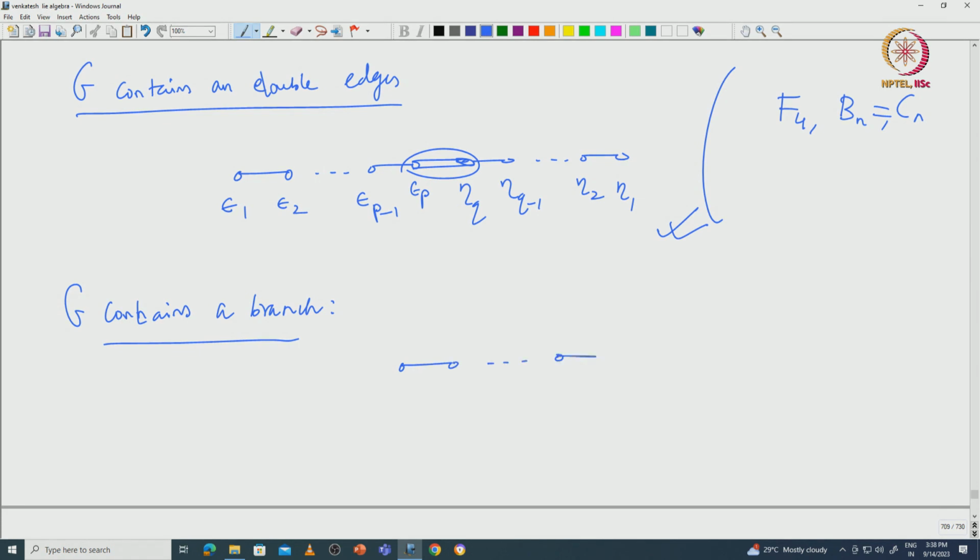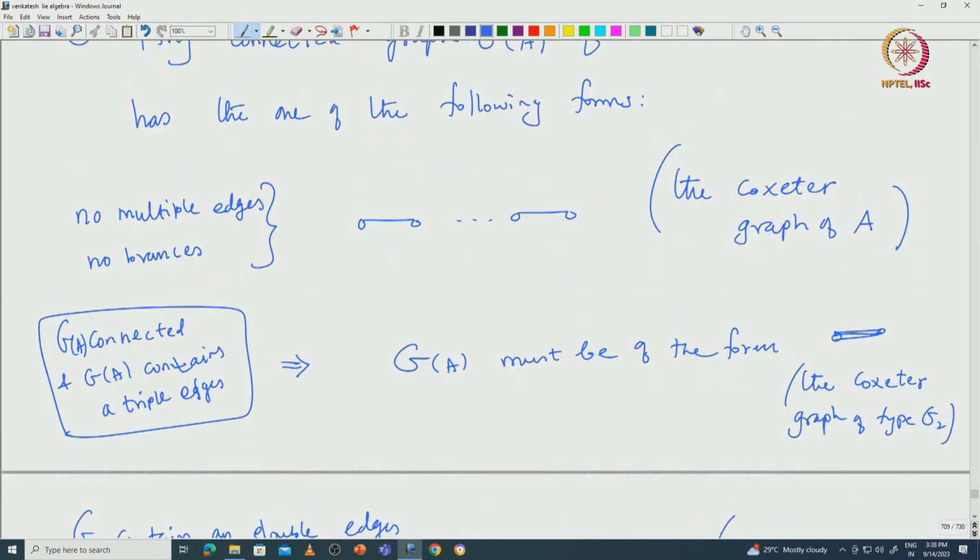Since it has only one branch, the possibility will be something like this. You will have a branch like this, and then something here, and then something like this here. So, this branch node you call xi, and all these other nodes you can label like epsilon 1 to epsilon 2, and then xi r minus 1, xi 2, xi 1, and then eta q minus 1, eta 2, eta 1. Okay.